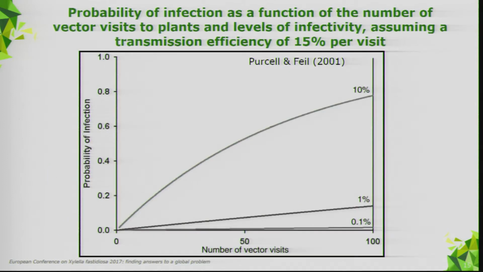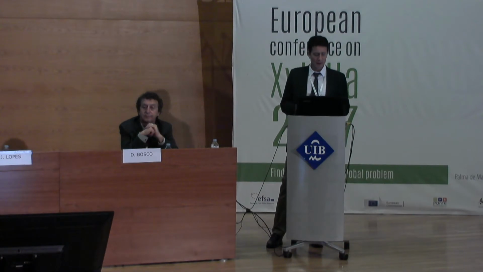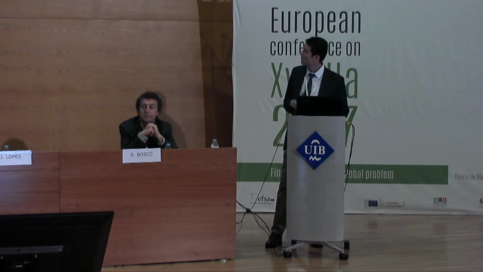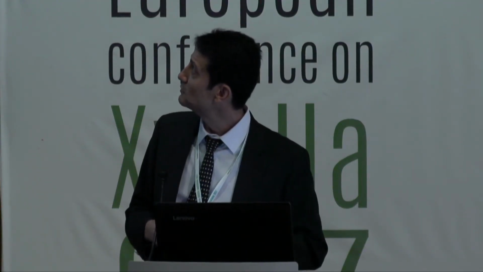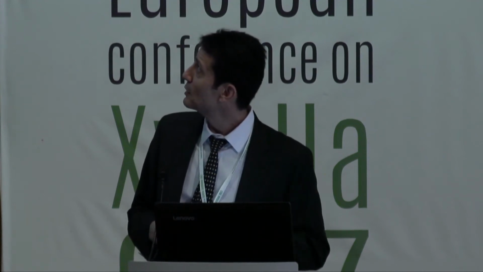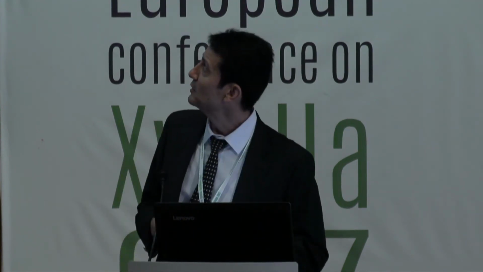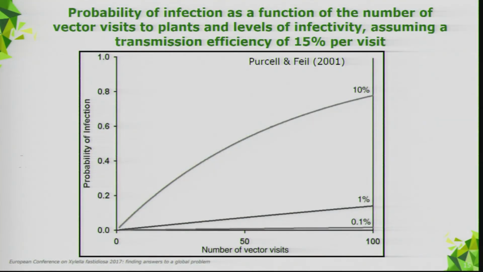This is a nice graph published by Purcell and collaborators that shows how transmission efficiency, natural infectivity, and population of the vectors interplay. The probability of infection is directly proportional to the number of visits, the population, the natural infectivity, and also the transmission efficiency. So even with a relatively low transmission efficiency, like we find in citrus, 15% per insect, you can still have a high probability of infection if you have, say, 10% of infective bugs in the field.